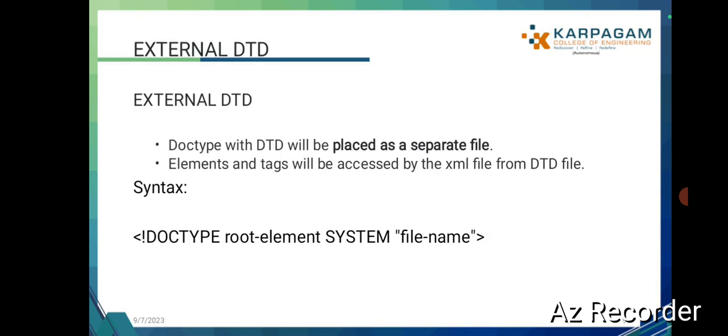So next I have included the external DTD. External DTD is also a DOCTYPE, with the DTD placed as a separate file. This DTD file will be saved as a separate file with a .dtd extension. So elements and tags will be accessed by the XML file from the DTD file. The syntax is the same as that of internal DTD. Exclamation mark, DOCTYPE is a keyword, then the root element. Here we want to include one more keyword, SYSTEM, everything in caps. In order to include your DTD file, we need this keyword called SYSTEM. This is the syntax of external DTD.